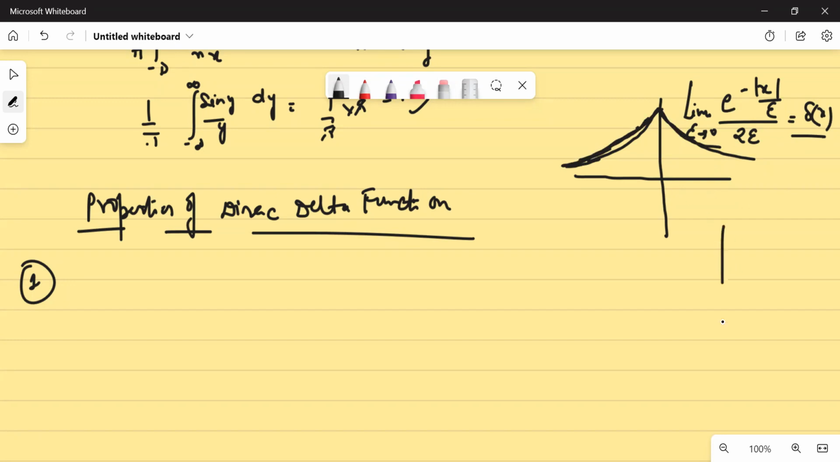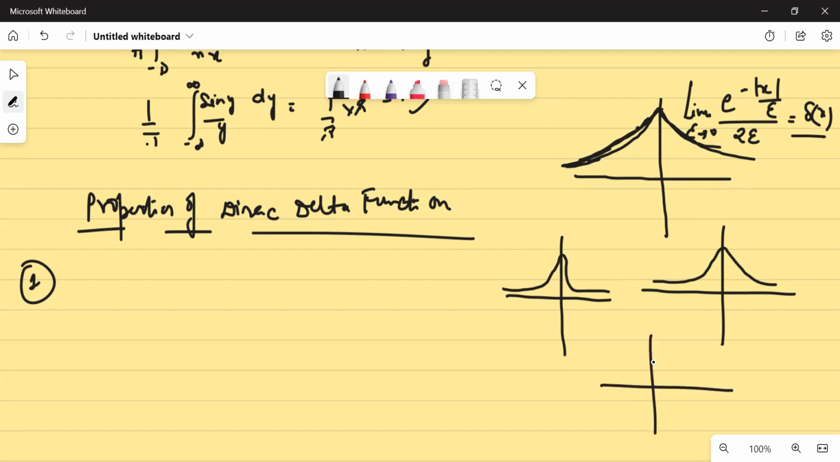Another function that we studied was Lorentzians. Then we studied Gaussians, family of Gaussians, and all those sort of things. Then we studied sin x over x. From all these curves, you can find one thing. These are all symmetric curves. You can see they all have symmetry about x equal to 0.